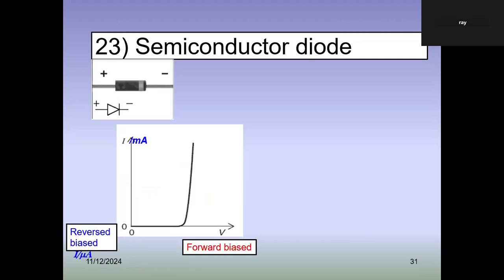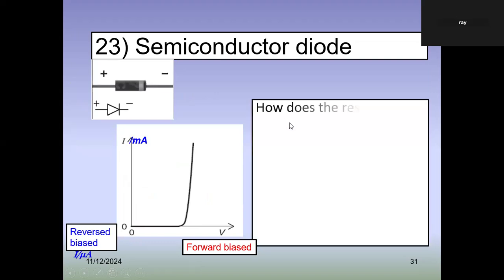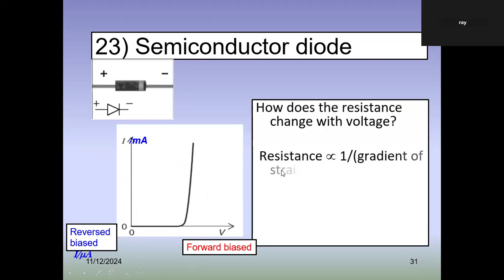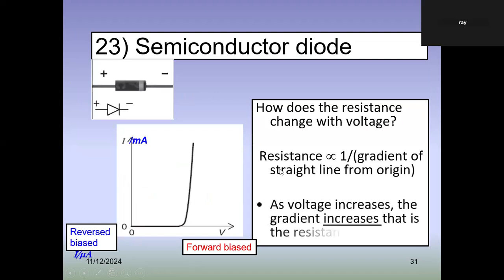For a semiconductor diode, that's how the graph will look like. That's the symbol. How does the resistance change with voltage? As before, resistance is 1 over the gradient of a straight line from the origin. So as voltage increases, the gradient of the broken line increases and the resistance decreases.